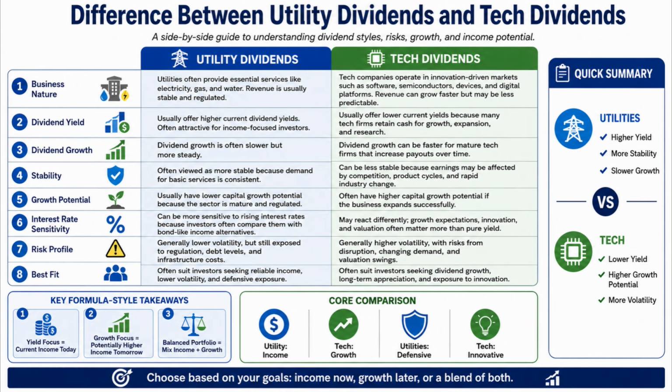Another important difference is stability. Utilities are often considered more defensive because demand for electricity, water, and gas usually continues even during economic slowdowns. People may reduce spending on luxury items, travel, or new devices, but they still need essential household services. This can help utility companies maintain more consistent revenue.